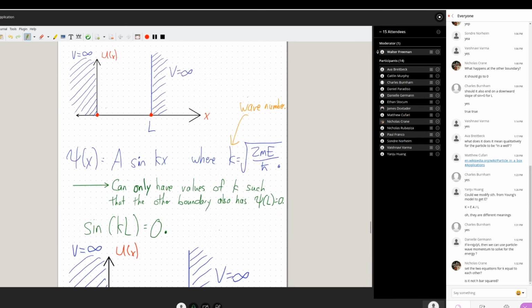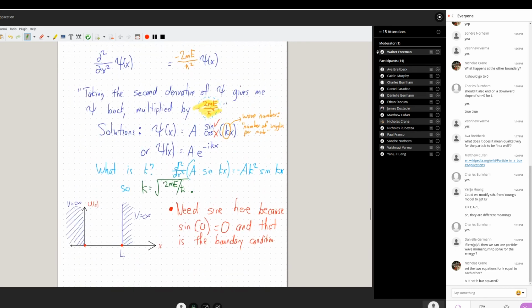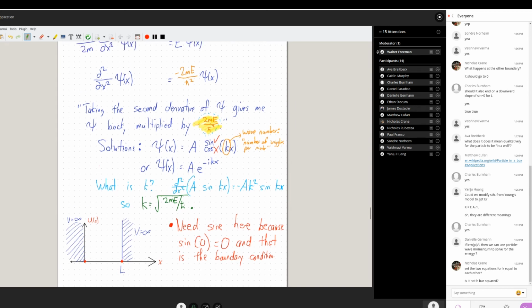So if I look back up here, let me go back and check. So in my expression here for k, I have, yes, it looks like I dropped a squared here. Thank you so much, Nick. That matters.